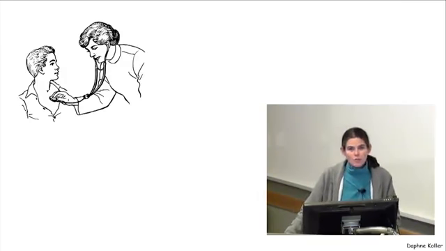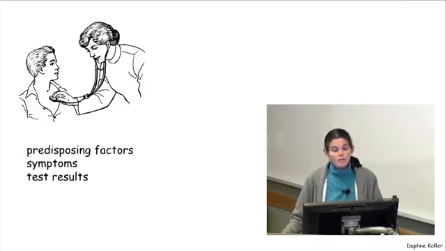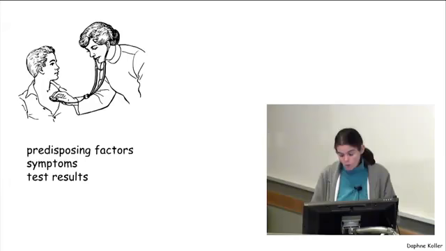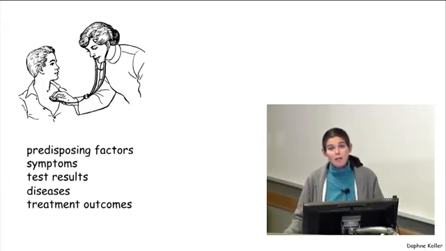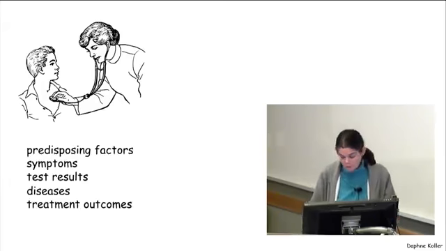Consider a doctor who's faced with a patient. The doctor has a fair amount of information at her disposal when she looks at the patient: predisposing factors, symptoms, the results of various tests, and from that she's supposed to figure out what diseases the patient might have and what the response to different treatments might be.